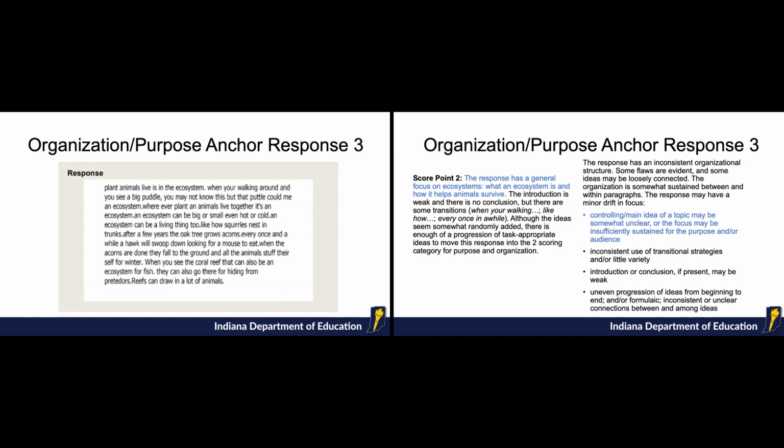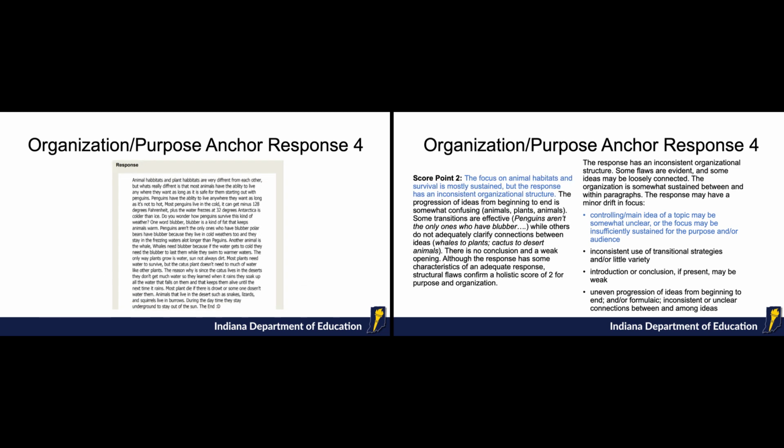This is a grade 4 anchor for a response receiving a 2 in organization and purpose in the informational rubric. The task asks students to write an informational article that will be displayed with a science fair project about animals and where they live. The audience is other students, teachers, and parents. The annotations describe how this anchor paper fits the aspects of the rubric for the score point for the organization and purpose rubric. In this anchor, the description of the response's general focus on ecosystems is representative of the first bullet point about the controlling or main idea of a topic.